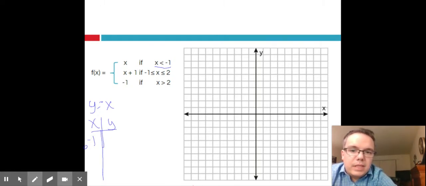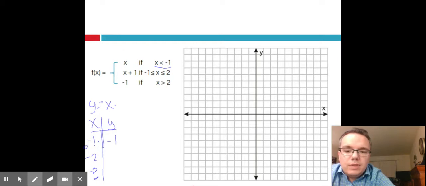And then I want numbers that are smaller than negative 1, so I'm going to put in negative 2 and negative 3. So if I put in negative 1 for x, y will also be equal to negative 1. If I put in negative 2 for x, I'll get negative 2. And if I put in negative 3 for x, for y, I get negative 3.